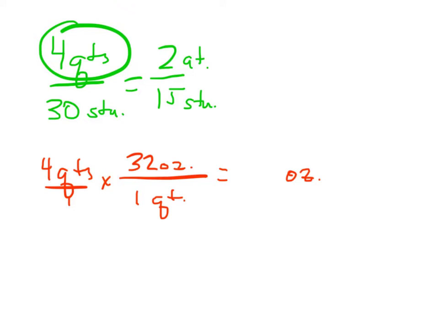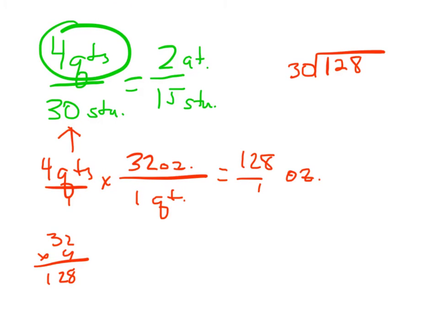So now I can multiply 32 times 4, which is 128 over 1 ounce, so 128 ounces. Now I've got 30 students that this has to be split between. So over here I'll do 128 divided by 30. Let's see, 3 times 4 will be 120. I'll be left with 8 over 30.